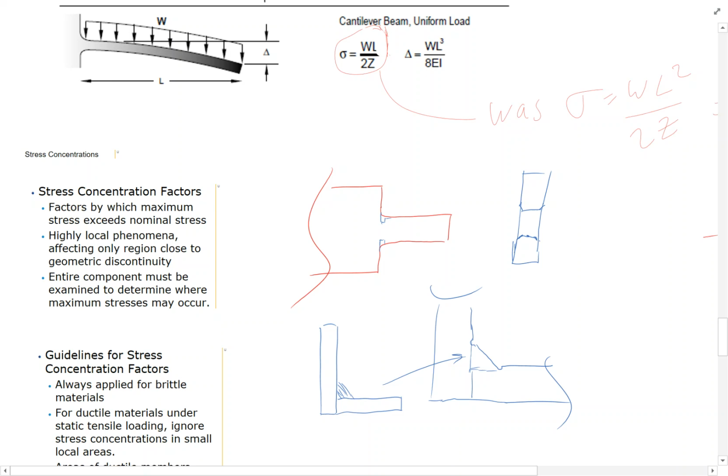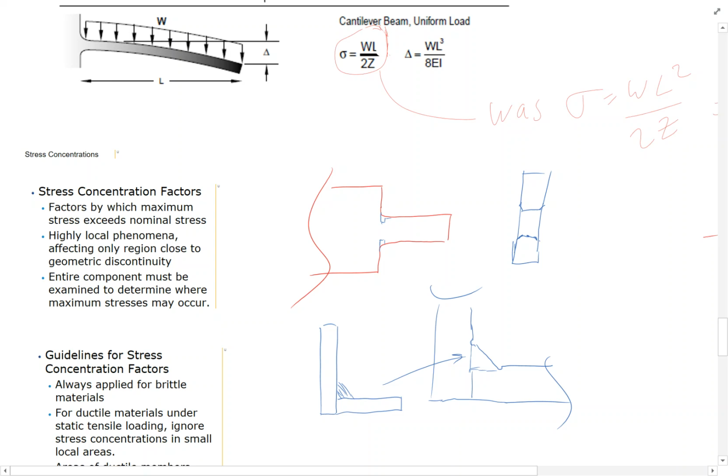You need to look at the entire component. We do that in finite element analysis to see where those maximum stress areas lie. And then what do you do when you find one? How do you fix that? Redesign it. Yeah, you need to get the sharp corners out. That's what it comes down to. If you've got manufacturing issues, that's another case. And that's what I'm showing here.